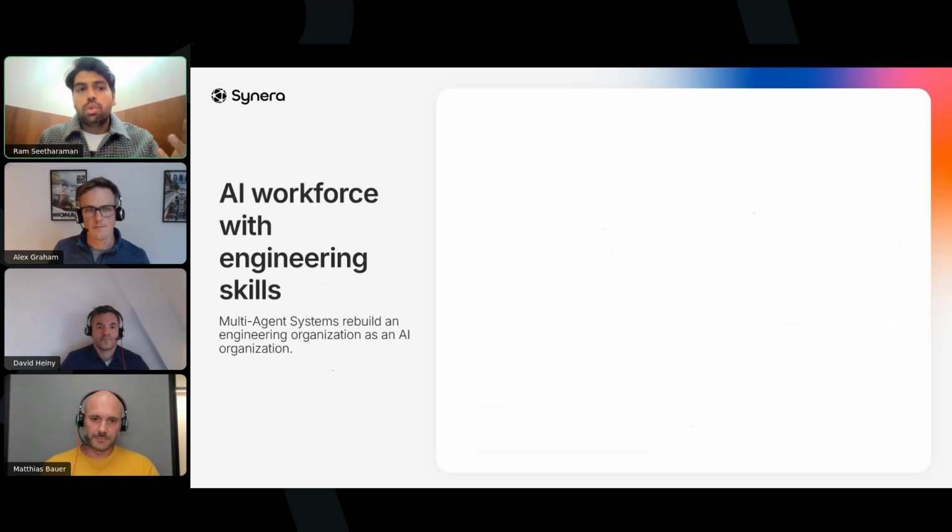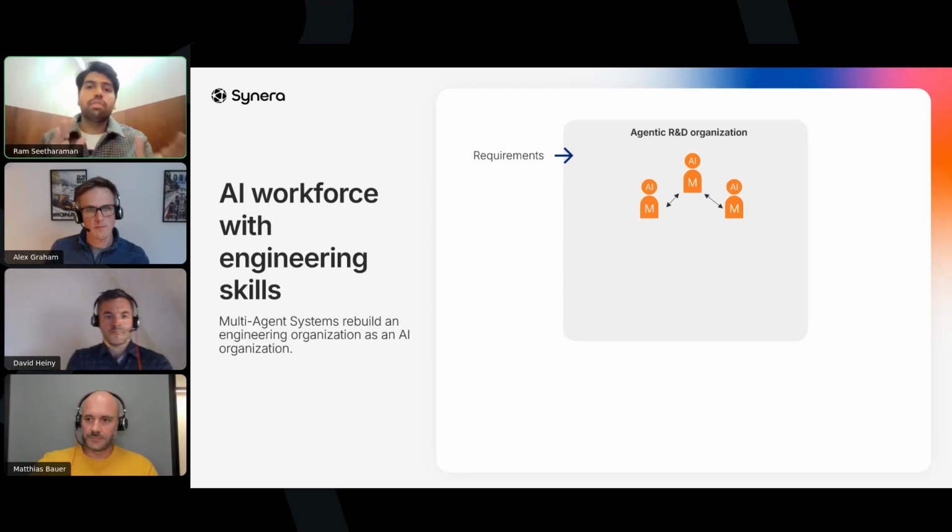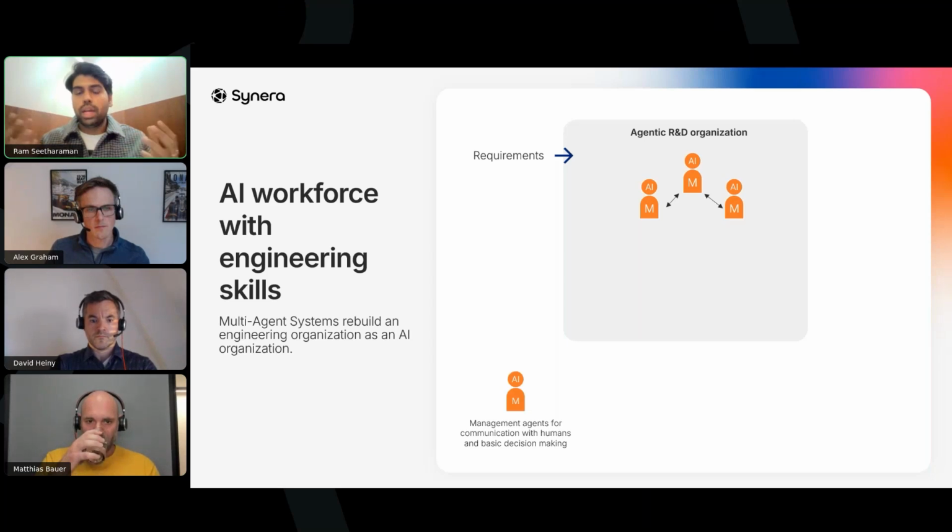Now, what we try to do at Synera is to reimagine how engineers can work together with agents, and that's why we focus also on multi-agents. What that would mean is we imagine an agentic organization where requirements come in. And now, instead of just one single agent, what we can have is a layer of agents that have different purposes. So on the top, we have what we call management agents.